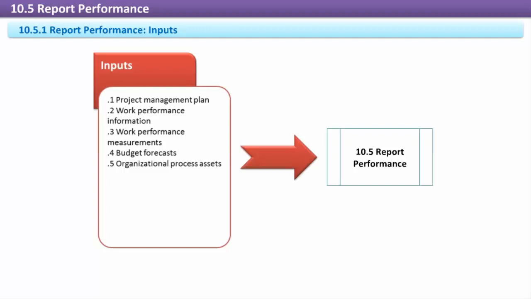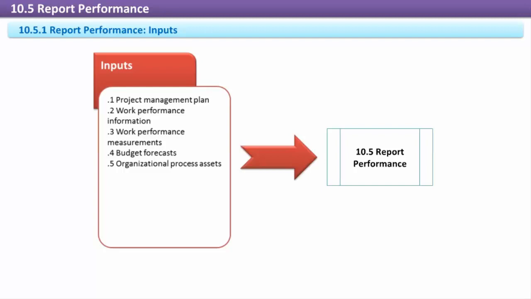Work performance information. Work performance information is any data that can be considered related to the work which produces the project deliverables. Examples are schedule and progress status information, budget and cost status, quality status, estimates to complete, resource utilization information, and lessons learned.